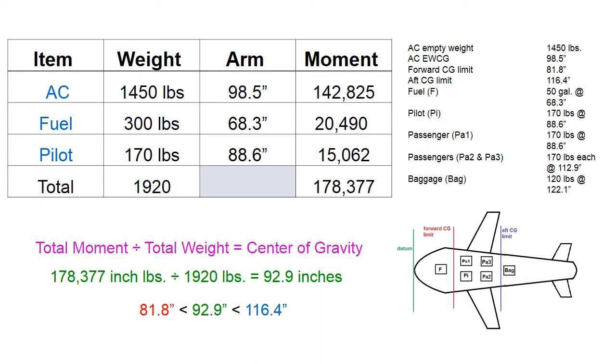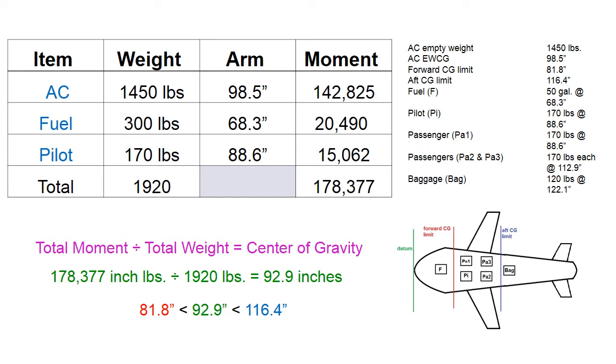Because we must always have a pilot, regardless of the location of the pilot's seat, we will use 170 pounds for the pilot at 88.6 inches. 170 pounds is the average weight of pilots and passengers the FAA uses for weight and balance calculations. Because the passenger seats and baggage area are behind the forward CG limit and we are conducting a forward CG check, we will leave them empty.